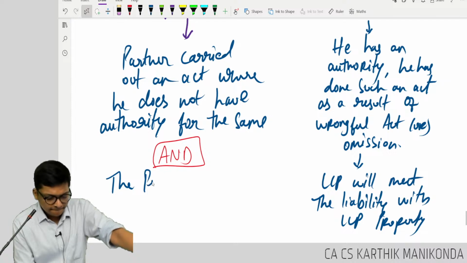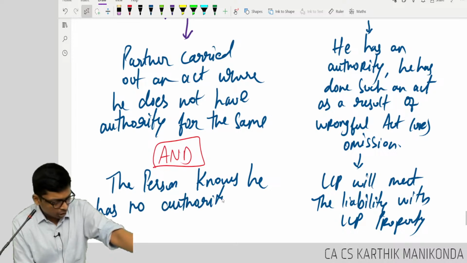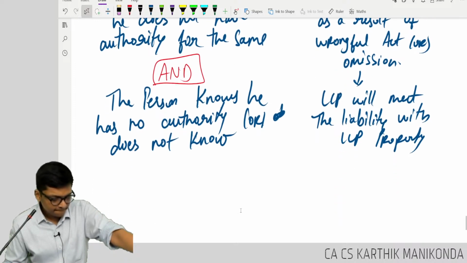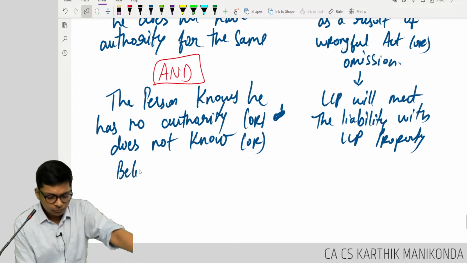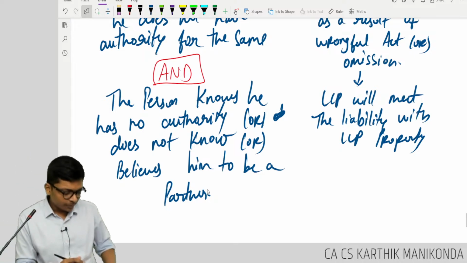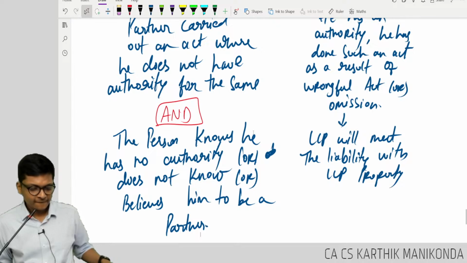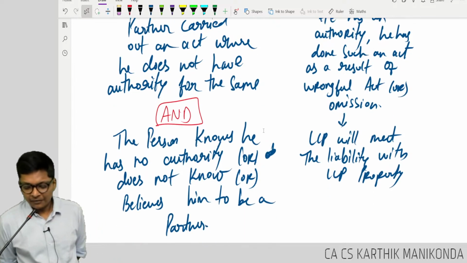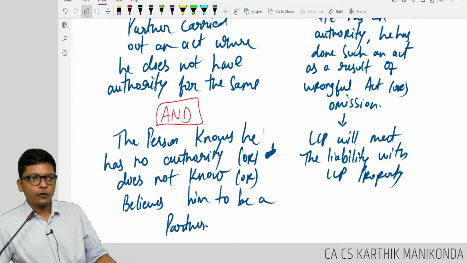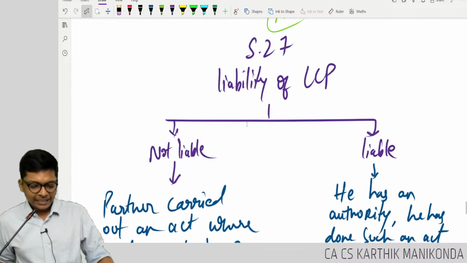So here, the person knows he has no authority. I'll explain. He has no authority or does not know, or believes him to be a partner. Believes him to be a partner, guys. I'll explain. Make a note. I will connect with the example. Okay. Take a moment. Write down. Our notes are sufficient for the exam, guys. Just now you saw the exam questions. Are you following? Clear? Fine. Now follow.